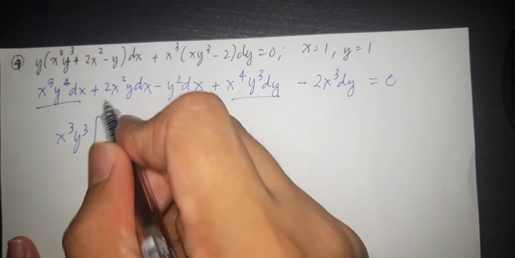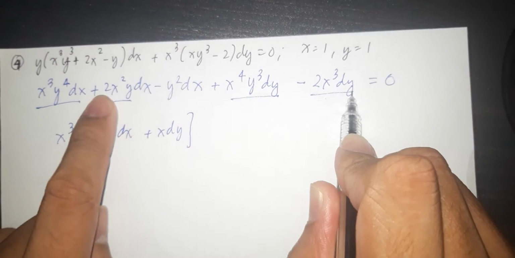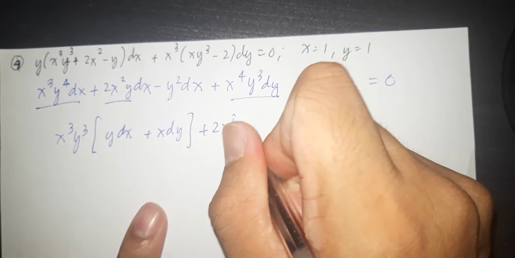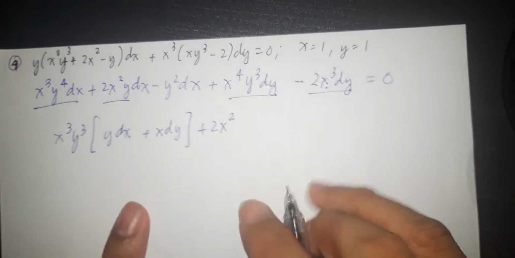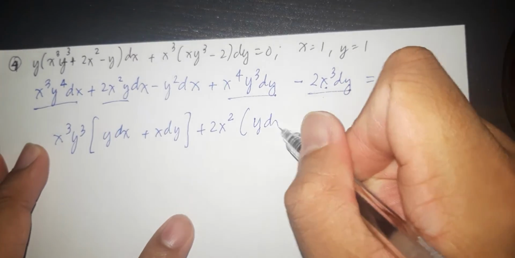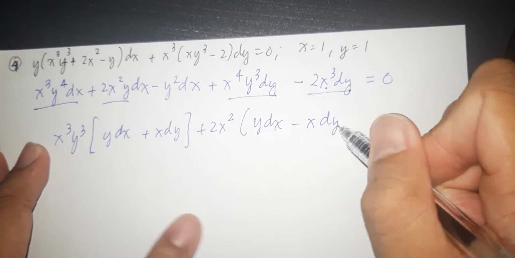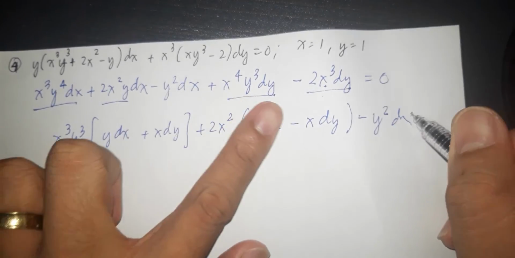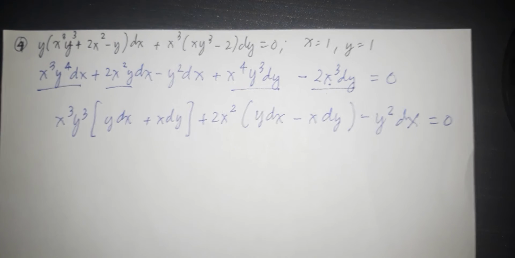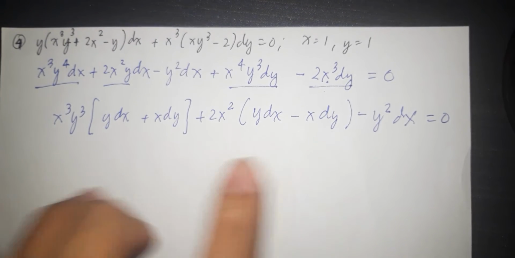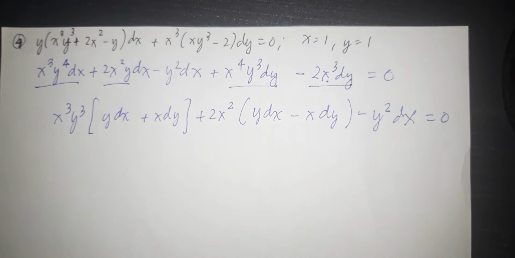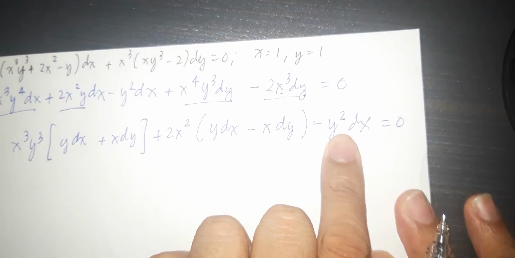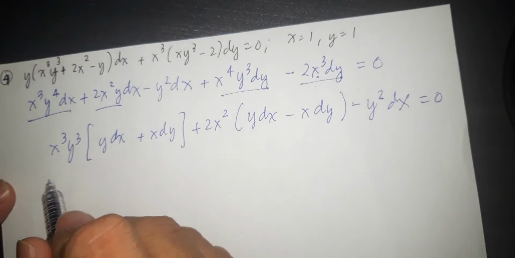And then this second term and this last term, common is 2, common is x squared. So that is plus 2x squared (y dx minus x dy) minus this last term y squared dx is equal to 0. So we said, for this to be solved, each term must be integrable. Obviously, this is not integrable because of this y squared. So I divide it by y squared to make it integrable.